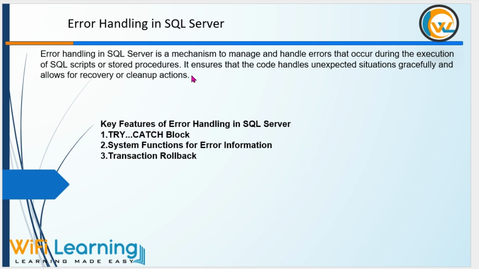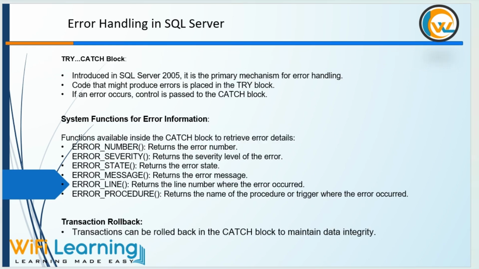Before that, let me explain the try catch block. What is a try catch block? The try catch block was introduced in SQL Server 2005, and it is the primary mechanism for error handling. Code that might produce errors is placed in the try block, and if an error occurs, control is passed to the catch block. We will see that with the example.